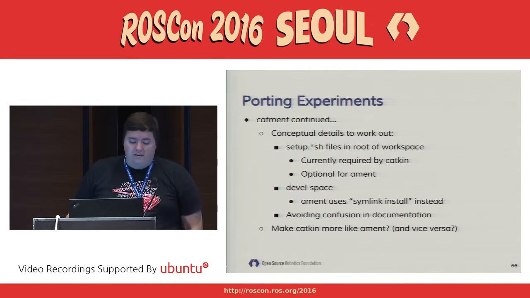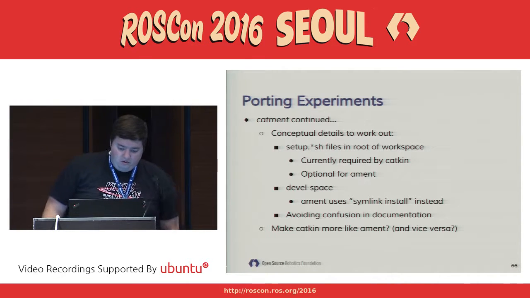We have what we call a symlink install. So basically it does the normal CMake install step, but rather than copying files, it symlinks them. And so you get sort of the benefit of the devel space without having this extra concept that's unfamiliar to other CMake developers and most developers in general.